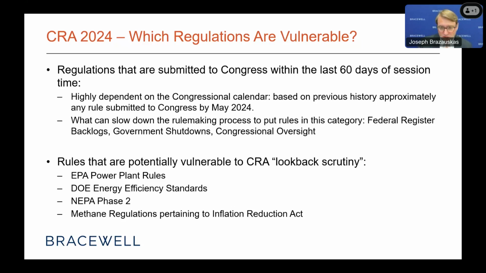And based on previous history, it's approximately any rule submitted to Congress by, I would say, May of 2024 is likely to start to be in this vulnerable period, because if you look back historically at the calendars, particularly in a presidential election year, Congress is not in session for a long period of time. So, for example, they take off August recess. They tend to take off long periods of time in October, particularly right before the election. And you remember, all of the House members are up for election in 2024. A number of the senators are up for election in 2024 as well. So they want to be back home in the district campaigning.